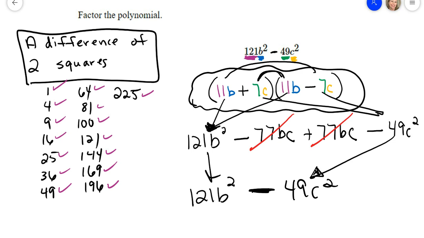So in order to factor this, you have to recognize it as, oh, it's a difference of two squares. It came from a couple of binomial conjugates, and I need to know my perfect squares for that. So there you go. Difference of two squares.